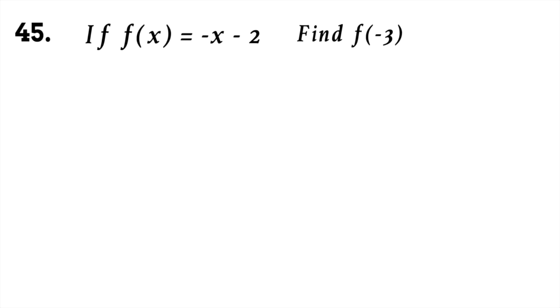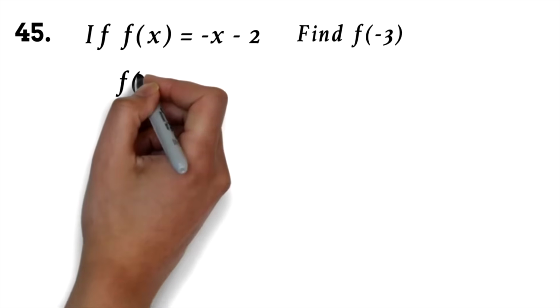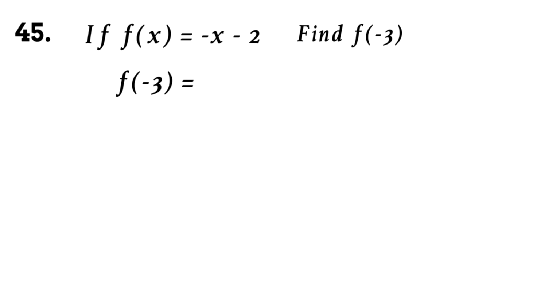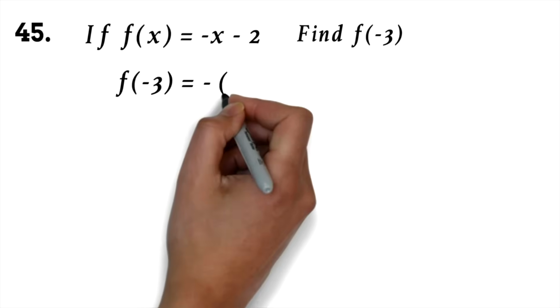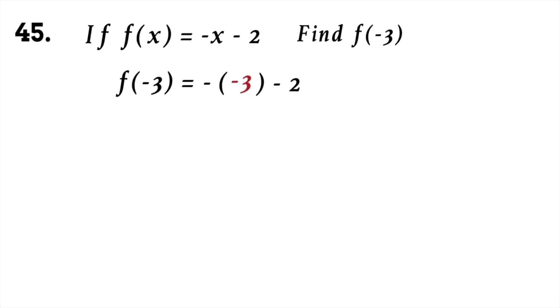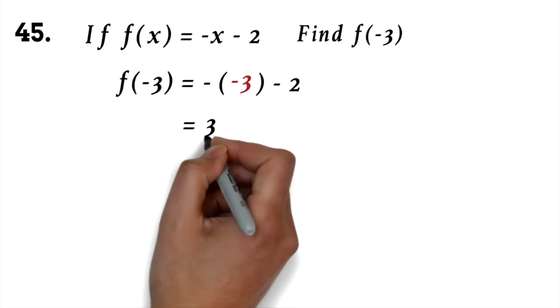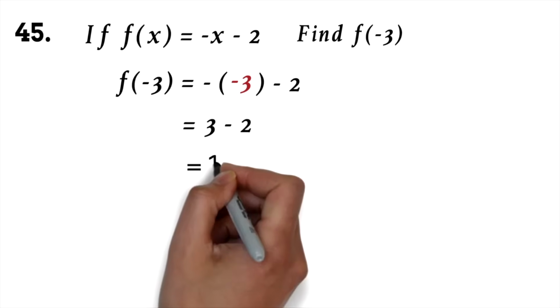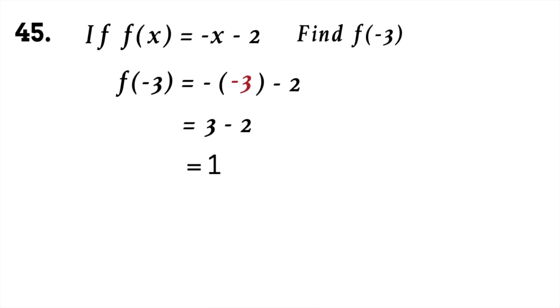Question 45. If f of x equals negative x minus 2, find f of negative 3. Here, we are just going to replace the x with negative 3 and solve. Please be careful when working with negatives. We have negative negative 3 minus 2. The negative negative 3 will become positive 3. So we have 3 minus 2, which is simply 1. Okay, hope you are relaxed for the next question.